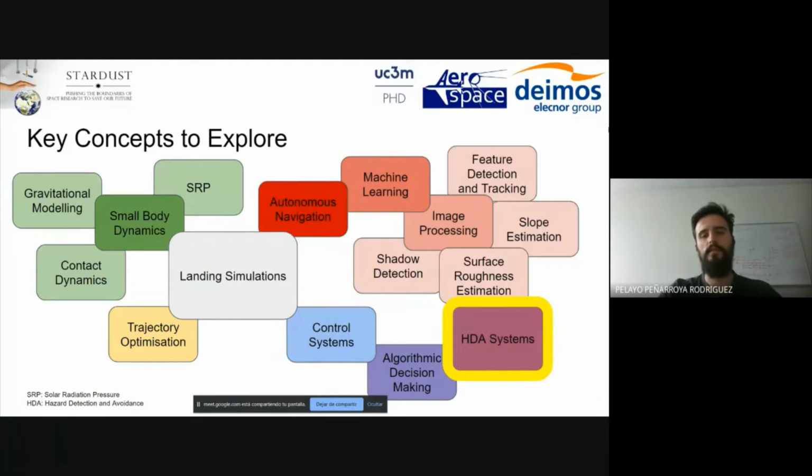Last year, I presented this graph with the key concepts I wanted to explore, where I concluded that the HDA systems were the focus of my PhD research. HDA stands for Hazard Detection and Avoidance Systems, and this is what I will be talking about today.